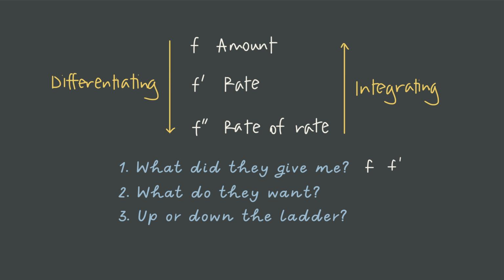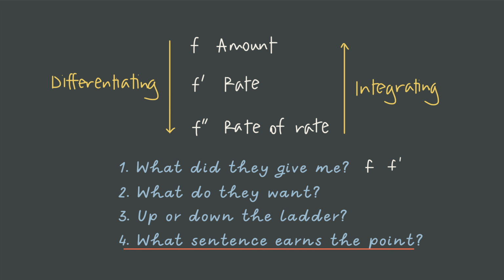Third, do I need to go up or down in this list in order to get to what they've asked me for? And fourth, what sentence do I actually need to write down in order to earn the points? And honestly, this last one is where a lot of people lose points, even when they've done the math right. So we're going to come back to that at the end of the video.